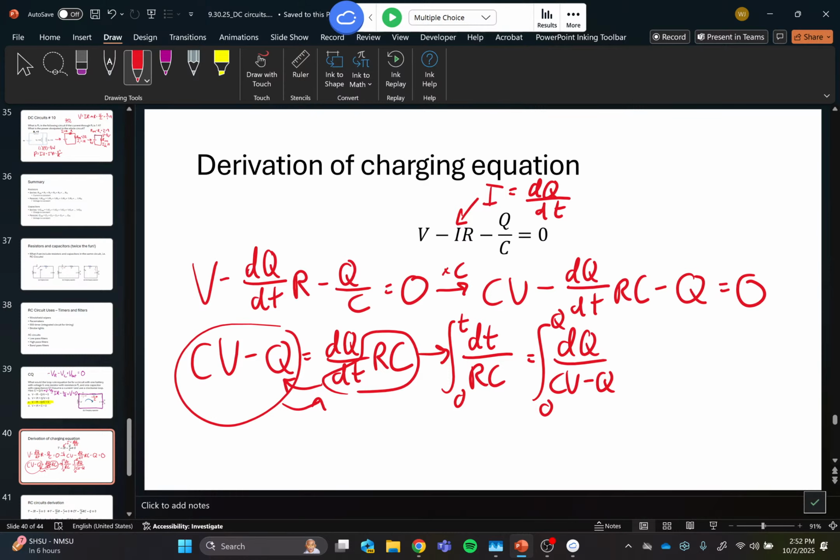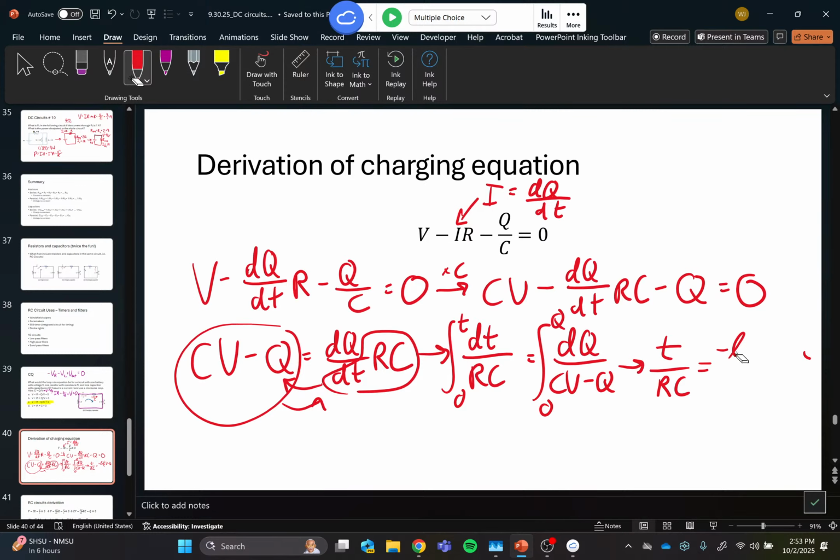All right, y'all. If R is a constant and C is a constant, what's the integral of dt? T. Great. It's just t over RC. If you plug in the bounds, 0, 0. It's great. All right. What's the integral of 1 over CV minus q with respect to q? Negative natural log, good, of CV minus q.